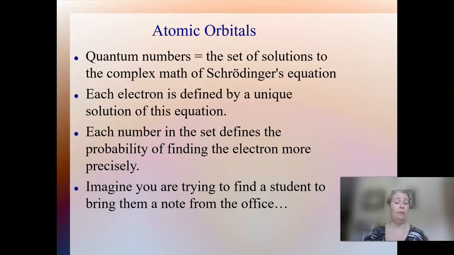But even if you know that they're in chemistry class, that's still not enough to specifically locate one student. You need one more level of information. You need to know exactly which classroom they're in. Because if they're in a chemistry class, they could be in Mr. Moore's room or my room. They could be in a lot of different places. So each level of our quantum numbers basically gives us more and more information that we can use to locate one particular electron, because each electron has a unique solution.